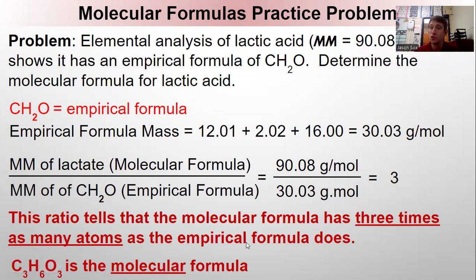Now, if you've got a minute, you can check your work here. The actual molar mass should be 90.08. So take a second and check: 3 carbons, 12 times 3, plus 6 times 1 for the hydrogen, and 3 times 16 for oxygen. That should equal 90. If it doesn't, then you have not done this calculation correctly. This is an easy way to double check your work. Don't just assume that your ratio is right. Take a look at your answer and see if you can actually calculate that molar mass.